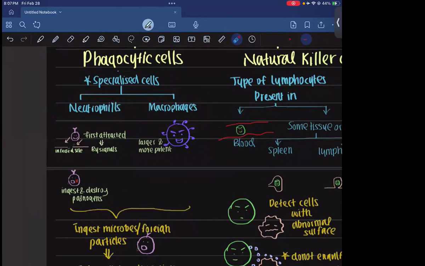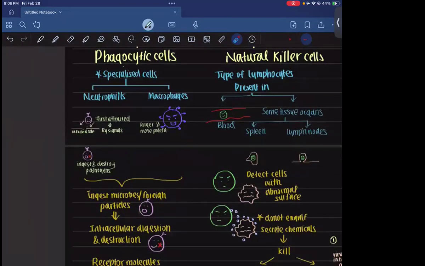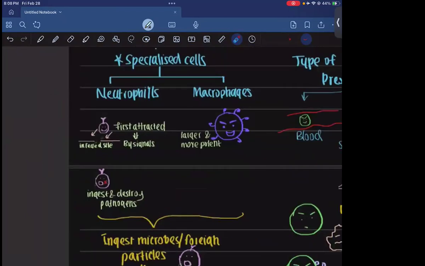So who are the phagocytic cells? They are specialized cells. Who are the two types of phagocytic cells? Neutrophils and macrophages. Don't get confused. We'll be learning so many types of cells hereafter. So remember, phagocytic cells: you have neutrophils and macrophages. So what will these neutrophils do and what will these macrophages do?